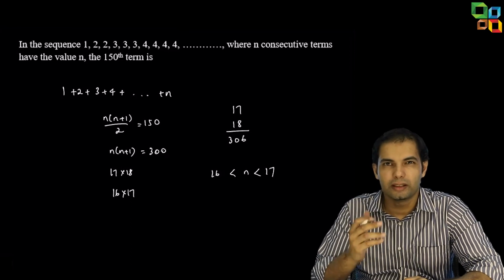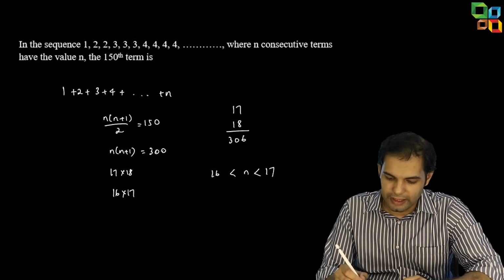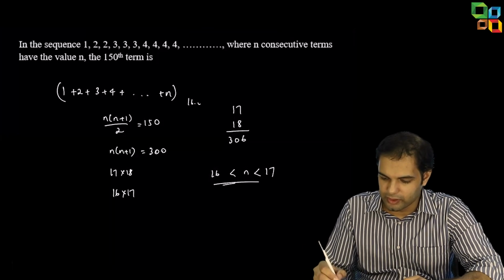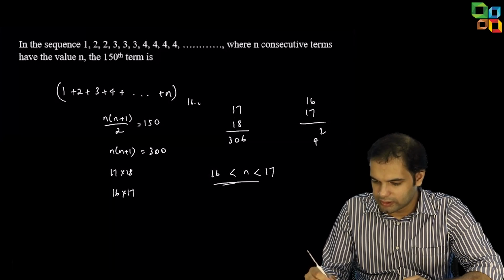Okay. We don't know, it's not an integer. So we are saying that this n ends here. So we're getting 16 point something. So whatever it is, let's see what is 16 into 17. 16 into 17 is what?